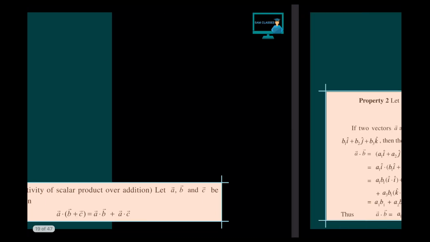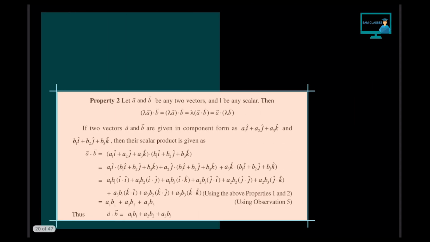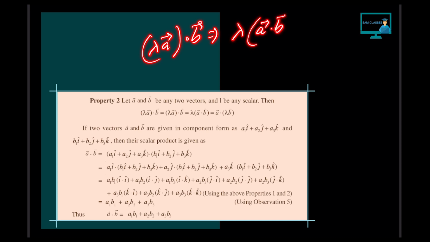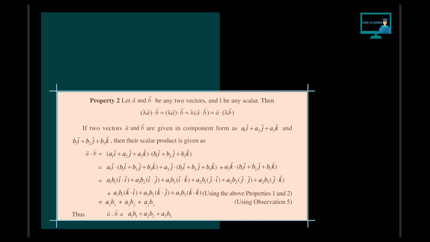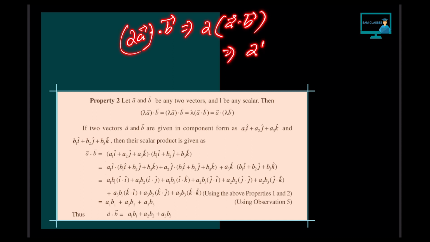Next, this property, when we multiply and then do dot vector, no changes there. Lambda times of A vector, and do a dot product with B, that is same as lambda times of A vector dot B vector, and that is also same as A vector dot lambda times of B vector. So you can take an example. Let's say we have 2A vector dot B vector. It can also be written as 2 of A vector dot B vector, 2 of B vector dot A vector. Okay, so we can write all this.